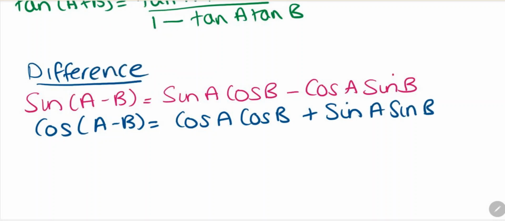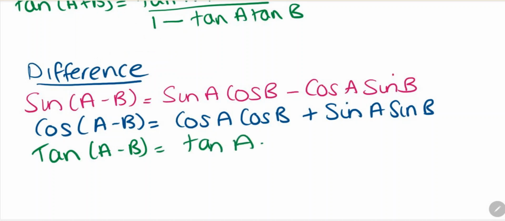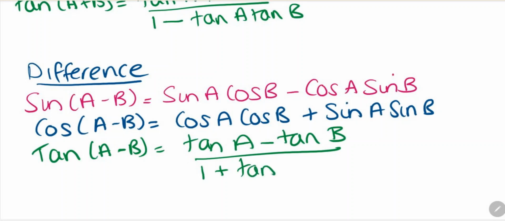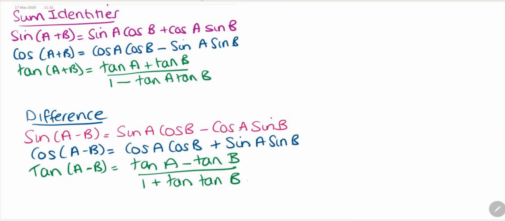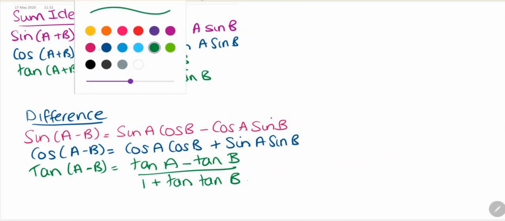And if we're doing tangent, and this is a minus b, it'll be tan a minus tan b, and this is positive because that's negative, so tan a tan b. So those are the identities, and it will depend on our angle. So let's have a look at an example.